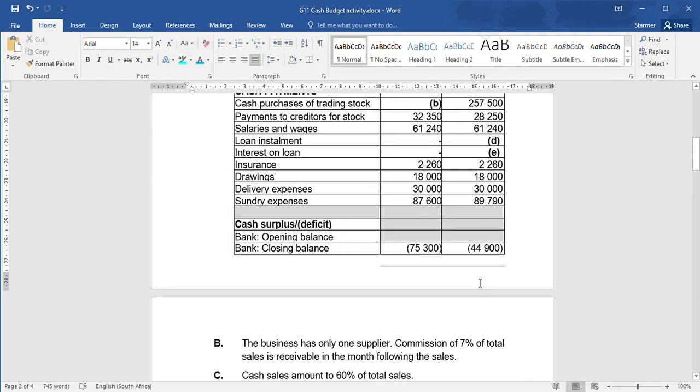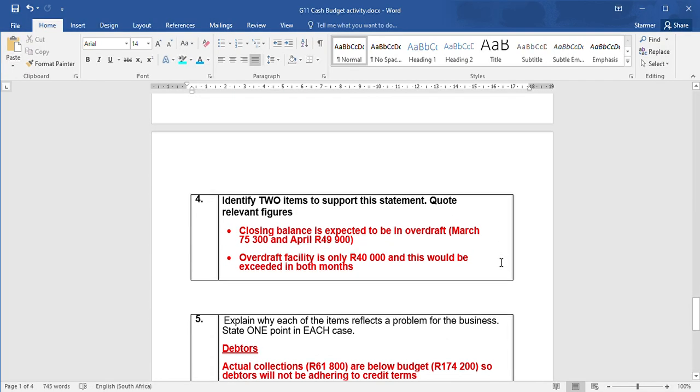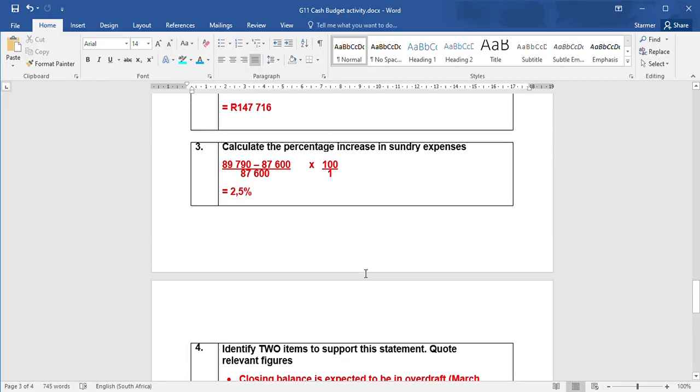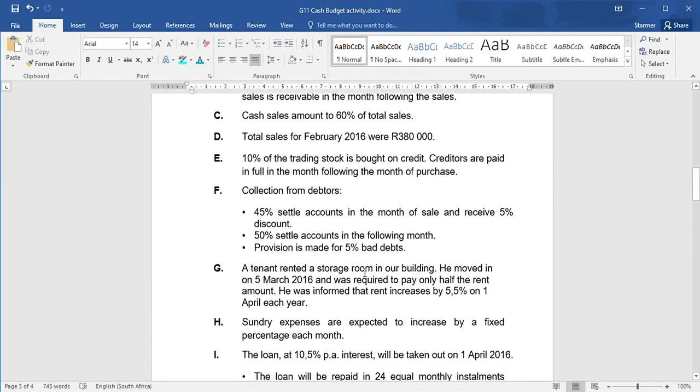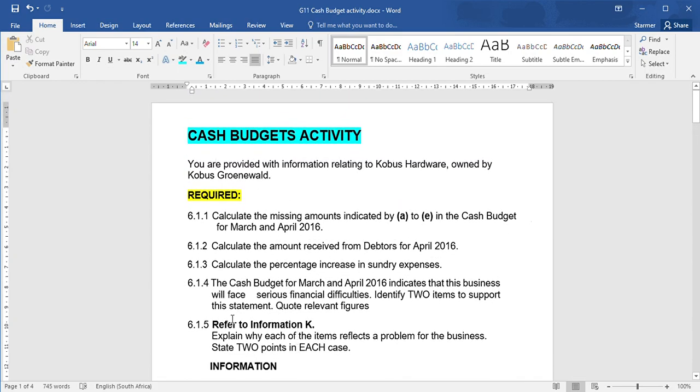So in that case, we're going to exceed that by 35,300 in the one month and 900 in the other month. So that's the second thing you have to mention. So your closing bank balance is expected to be an overdraft. Remember, you've got to quote figures, March and April, and the overdraft facility quote figures is only 40,000, and that would be exceeded.